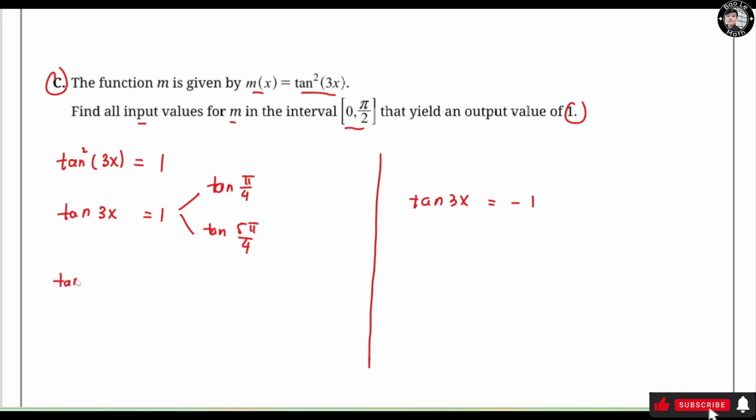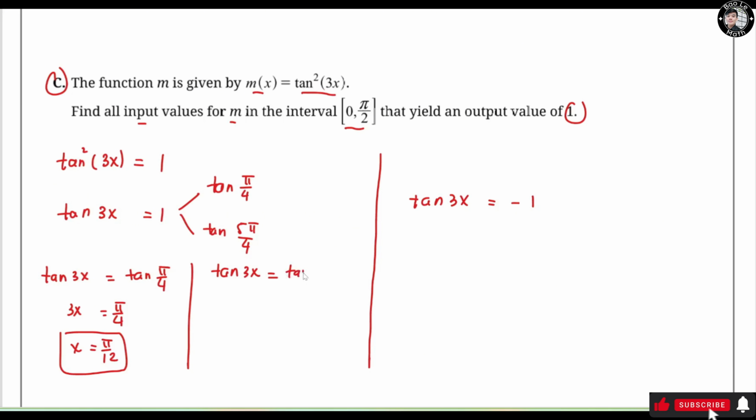Alright, so we have tangent of 3s equals tangent of pi over 4. And then 3s equals pi over 4, right? Divide both sides by 3, s equals pi over 12. First solution, right? Second one, tangent of 3s equals tangent of 5 pi over 4, right? So 3s equals 5 pi over 4, and then s equals 5 pi over 12. Second solution, right? Make sure s is inside the domain right here, right?